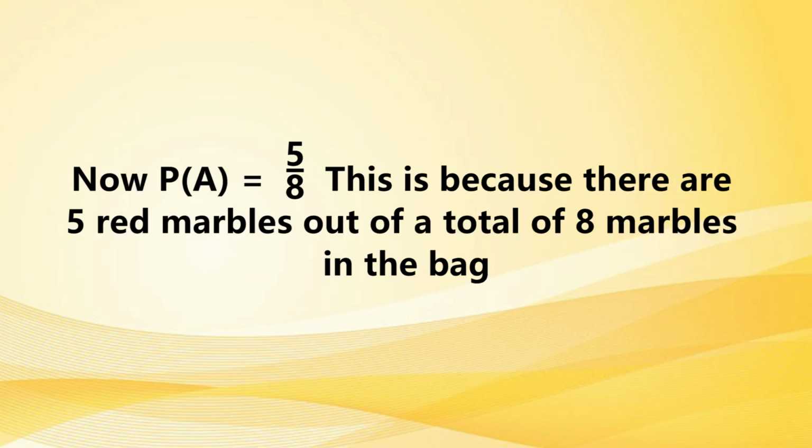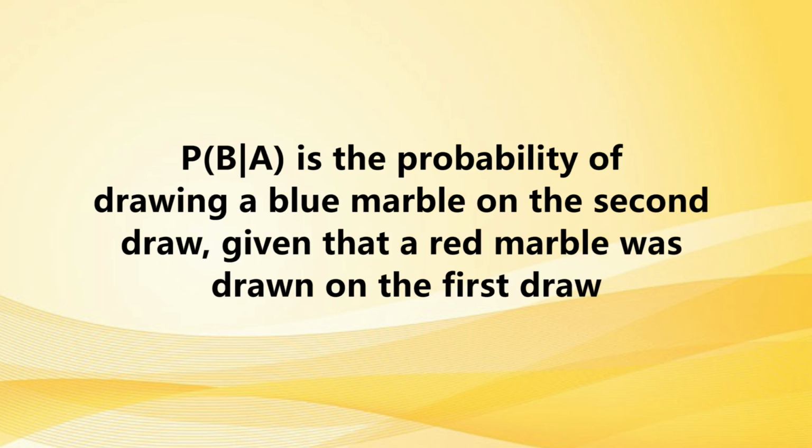The probability of A is 5 by 8 because out of 8 marbles in the bag, 5 are red marbles. Hence, the chance of drawing a red marble is 5 by 8. Now, the probability of B given A is the probability of drawing a blue marble on the second draw, given that a red marble was drawn on the first draw.